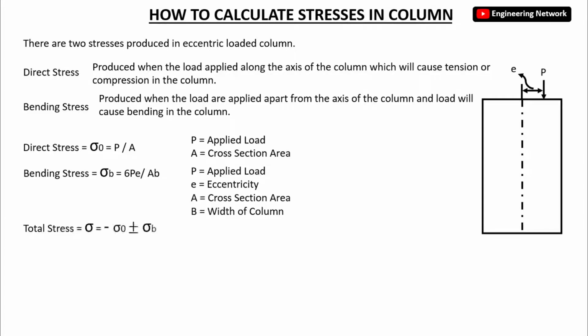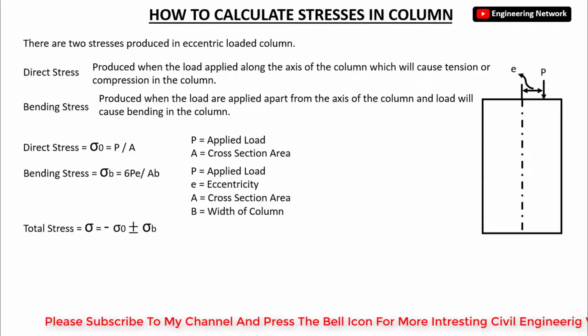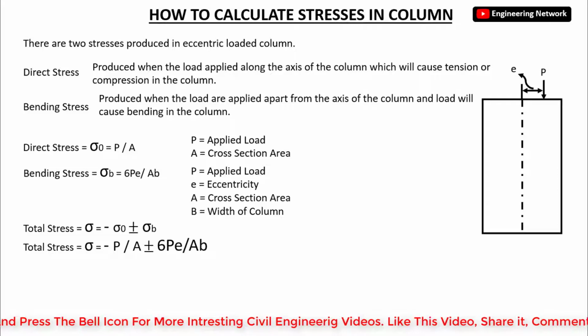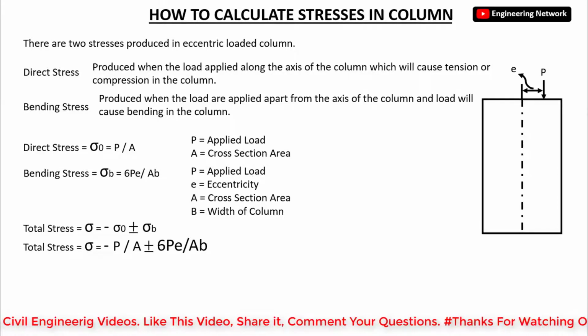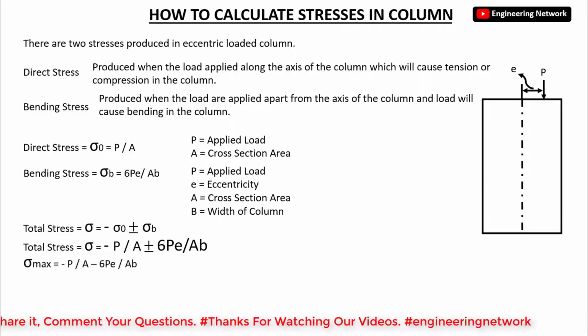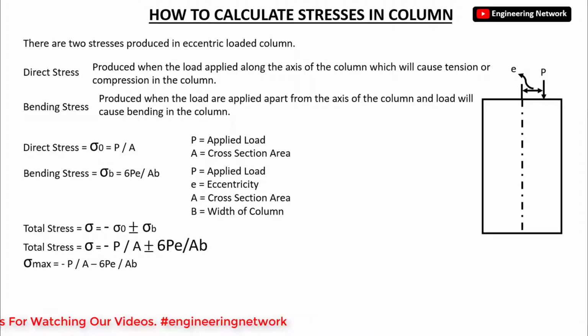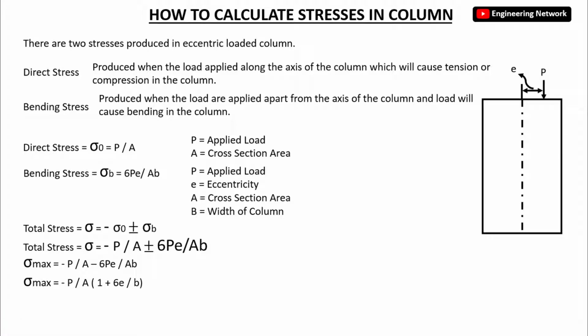Now total stress is equal to sigma is equal to minus sigma naught plus minus sigma B. Now if I put the formulas of sigma naught and sigma B here, then sigma is equal to minus P by A plus minus 6PE divided by AB. Now if I split this equation, then sigma maximum is equal to minus P by A minus 6PE divided by AB, right? Now if I take minus P by A common, then sigma maximum will become minus P by A into 1 plus 6E divided by B, right? And similarly, sigma minimum is equal to minus P by A into 1 minus 6E divided by B, okay?